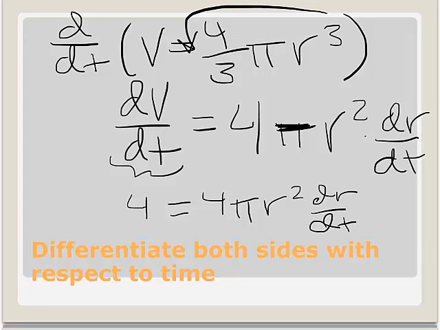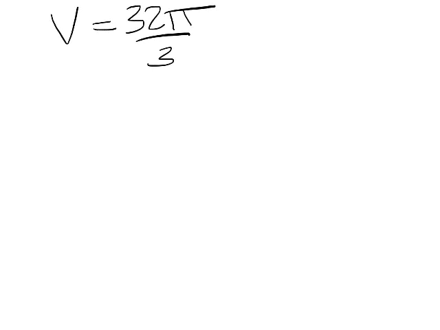Okay, now I also need to figure out a value for r. If you recall earlier in the problem, it wanted us to find the change in surface area with respect to time when the volume was 32 pi over 3. I can use that in conjunction with this formula up here to figure out what r would have to be at that same instant.